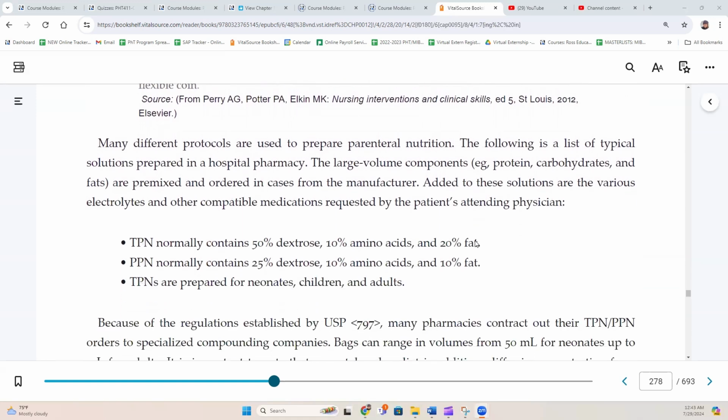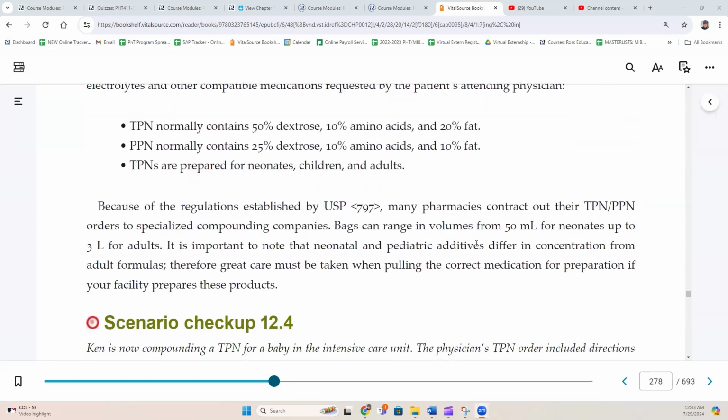Many different protocols are used to prepare parenteral nutrition. The following is a list of typical solutions prepared in a hospital pharmacy. The large volume components, protein, carbohydrates, and fats, are pre-mixed and ordered in cases from the manufacturer. Adding to these solutions are the various electrolytes and other compatible medication requested by the patient's attending physician. TPN normally contains 50% dextrose, 10% amino acids, and 20% fat. PPN normally contains 25% dextrose, 10% amino acids, and 10% fat.